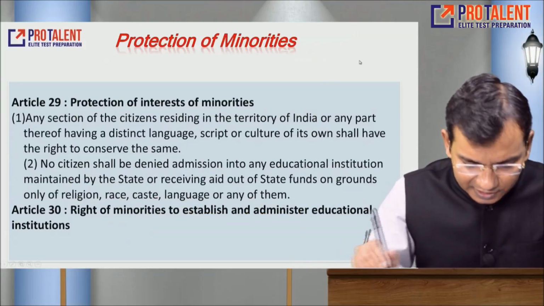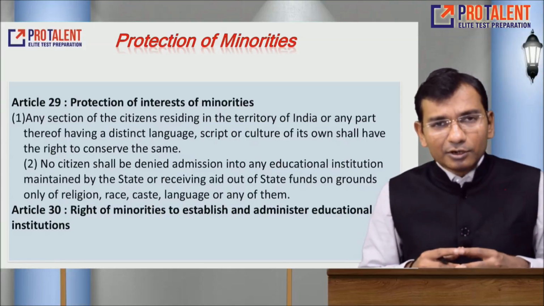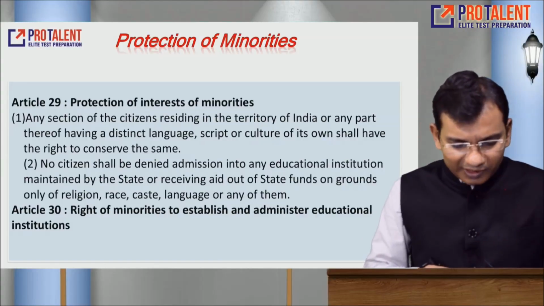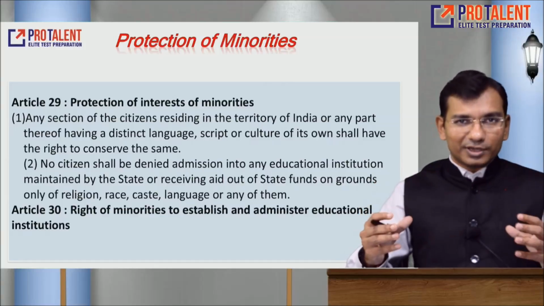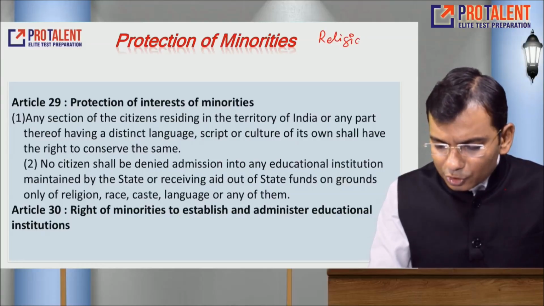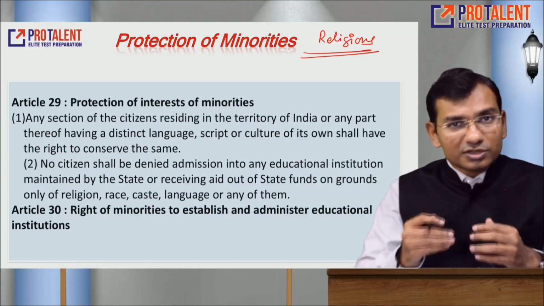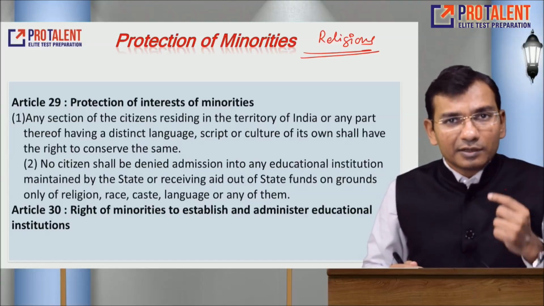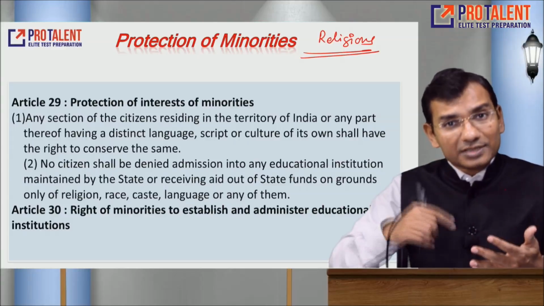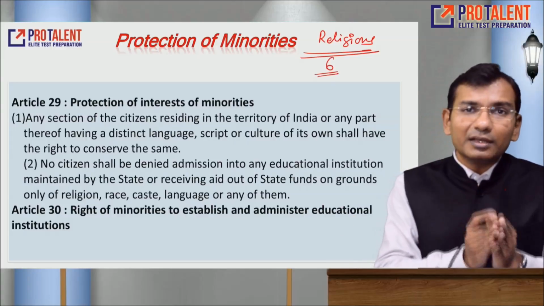Okay, moving further, we talk about article number 29 and article number 30. Article number 29 talks about protection of interest of minorities. Remember, 29 and 30 talks about minorities. In India, we have a religious minority. ठीक है, जो हमारा constitution accept करता है religious minorities which are given to certain religion like Islam, Christianity, Parsis, Sikh, Buddhism, and latest entry is Jainism. There are 6 religions which got minority status.